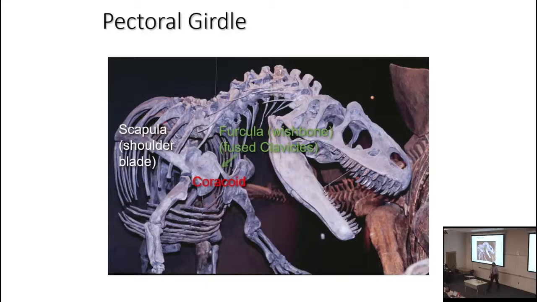Okay, full disclosure. There is a minority opinion, but one worth considering. I talk about it in the lecture notes, that actually the furcula is derived from another element in the pectoral girdle. For this class, we're considering it to be clavicles, but you can read more about it if you want.